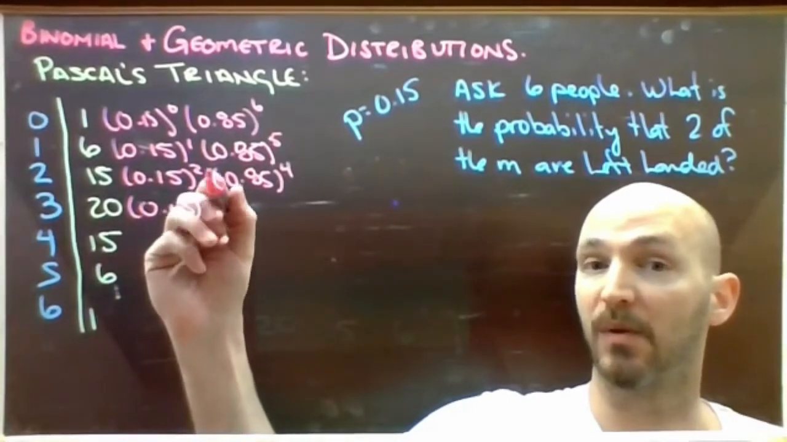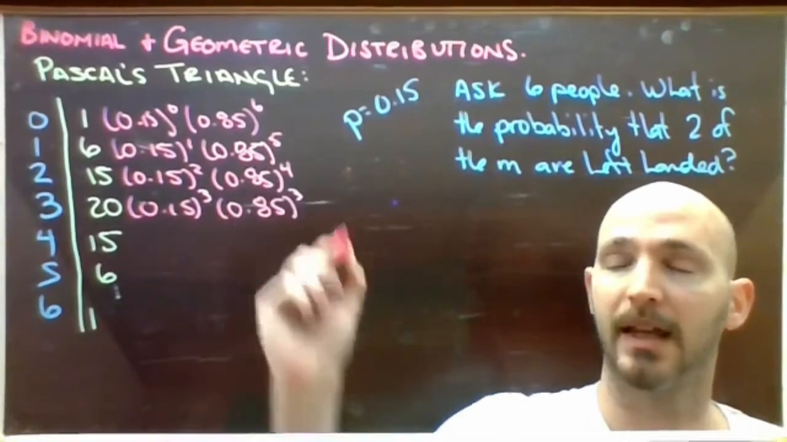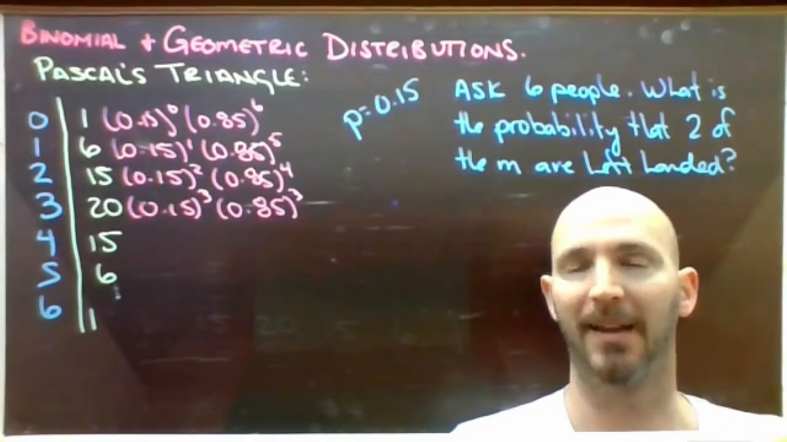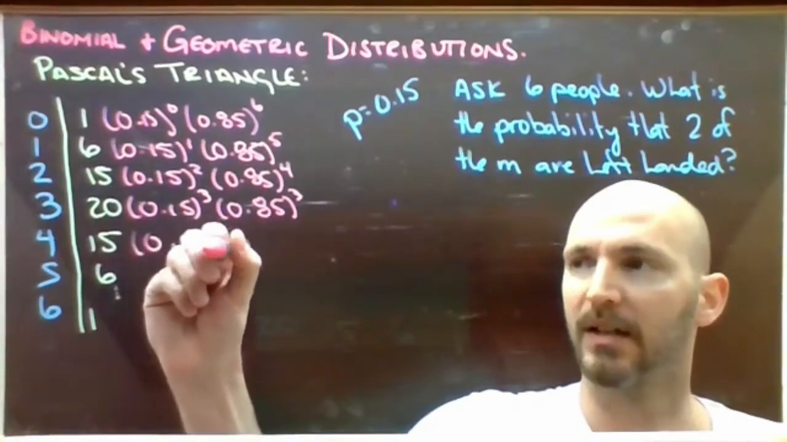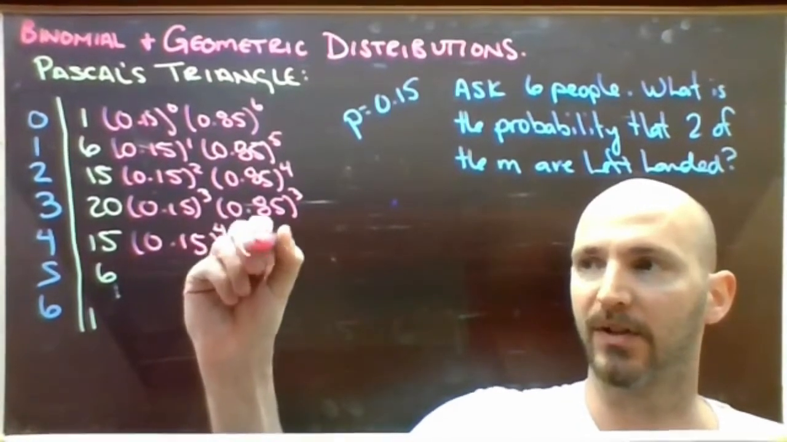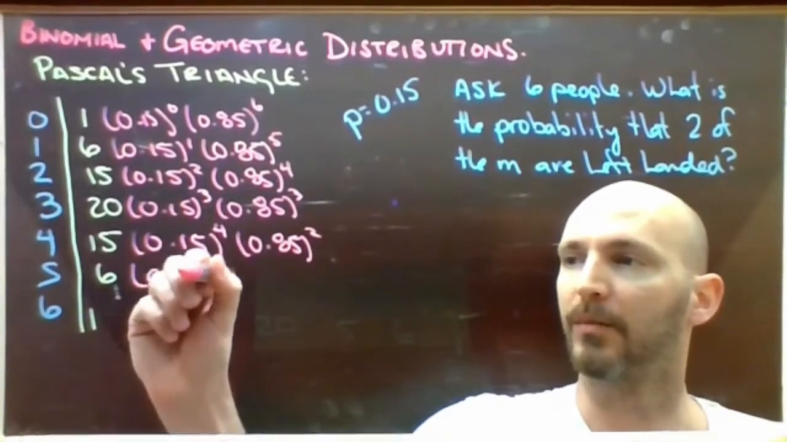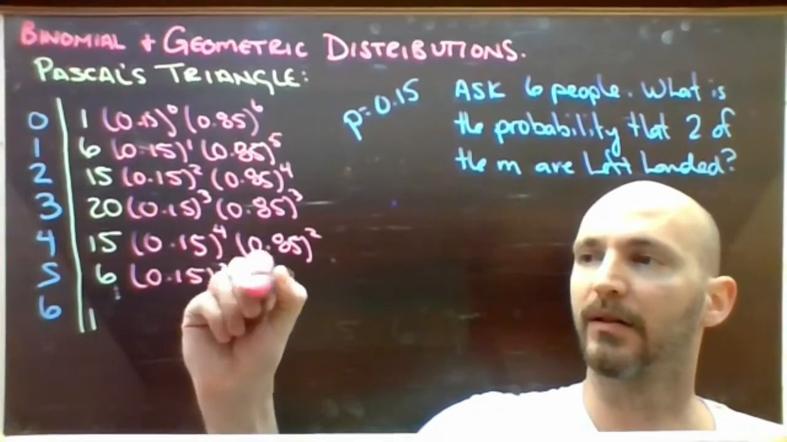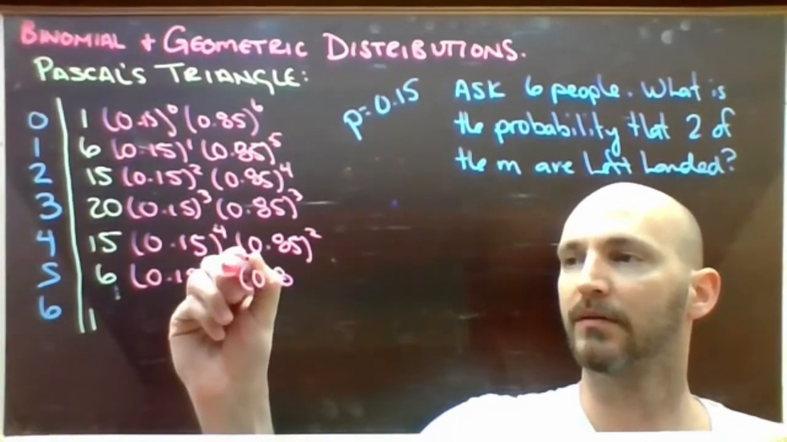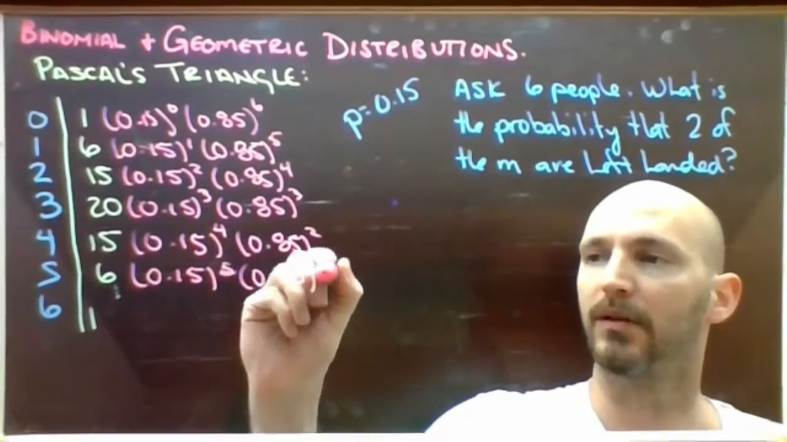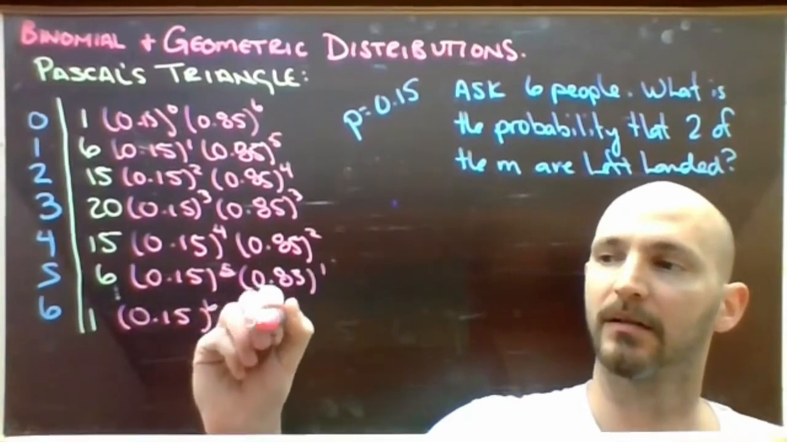This is much faster than what we did before. It's the same thing as we did before, but I know the pattern in advance now. So I just have to jot these numbers in and then quickly calculate the values of each row. 0.15 squared, 0.85, oops, nope, that's to the 5. And this would be the probability that they're all left-handed.